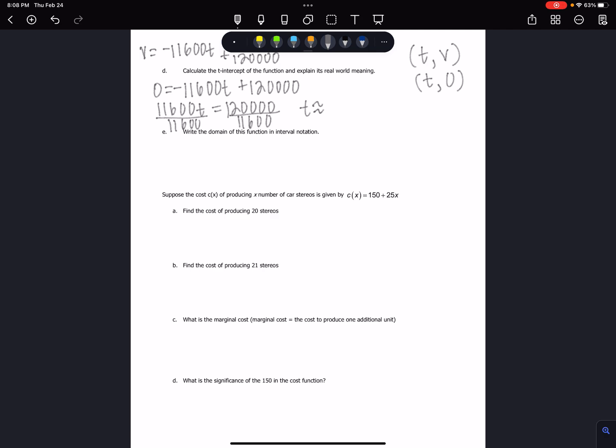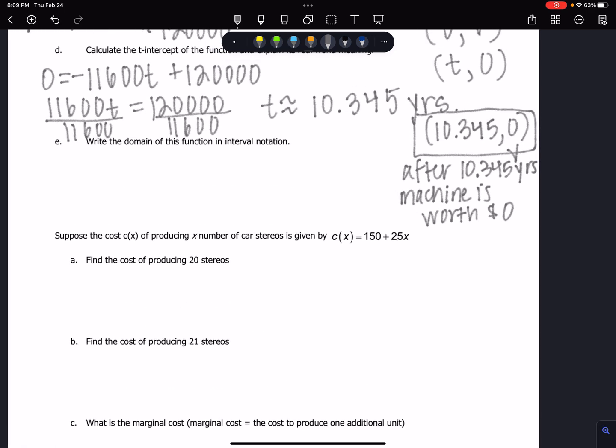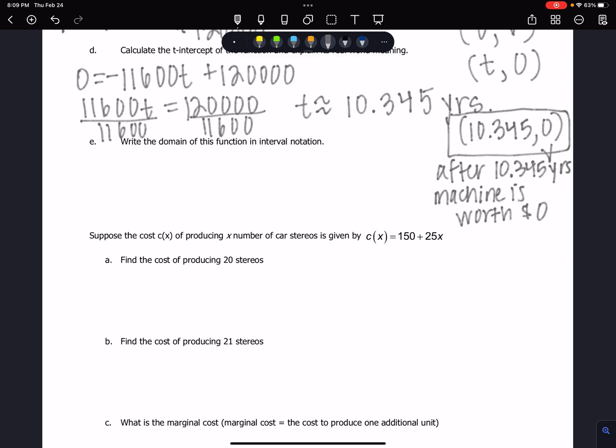Okay, I divided it out and I got about 10.345 years. So time is approximately 10.345 years. What does that mean? 10.345 comma 0. Well, the value will be 0 after 10.345 years. That's exactly what it means. So calculate the t-intercept. So here's your t-intercept right here. And what it means is after 10.345 years, the machine is worth $0. So you most definitely want to get rid of the machine after 10 years so that you can at least get $4,000 for it.